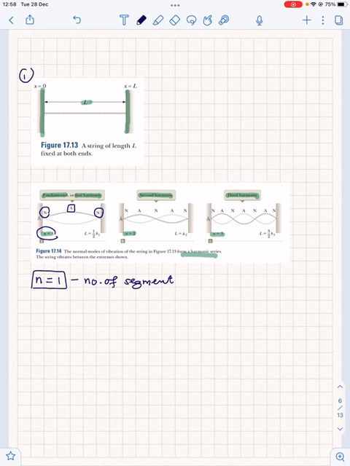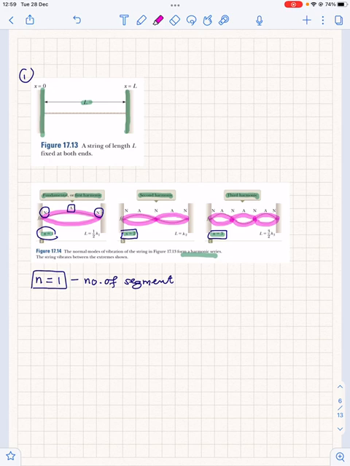For the second harmonic, we have N equals 2 segments. And for the third harmonic, we have 3 segments. So what is the meaning of segment? Okay, this is one segment. This is 2 segments, 1 and 2. And 3 segments, 1, 2, and 3.